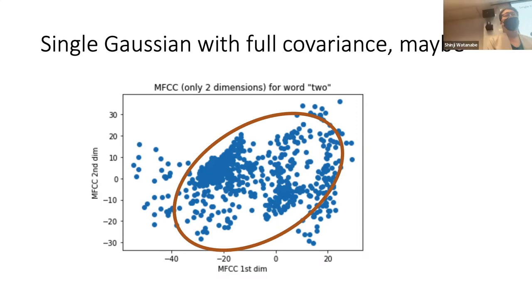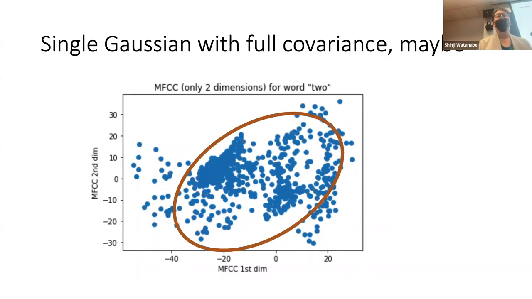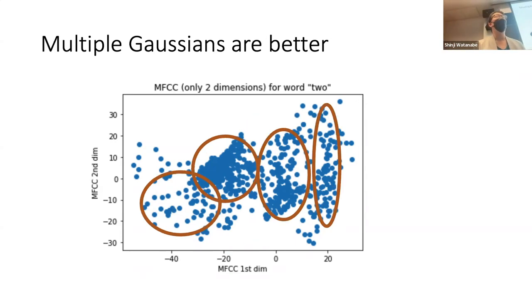So in this sense, people may also use the full covariance to improve the representation power of the Gaussian distribution. However, there is another solution, which is to use multiple Gaussians to fit this data rather than using the full covariance model. This is more like an engineering solution, but empirically, this multiple Gaussian, which we call a Gaussian mixture, has more representation power than a single diagonal Gaussian.